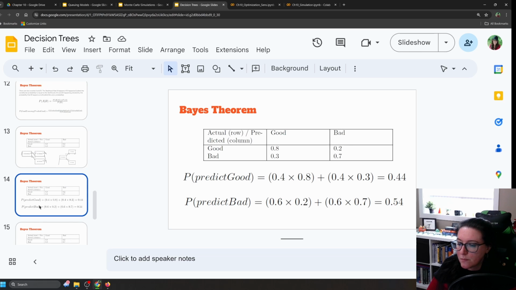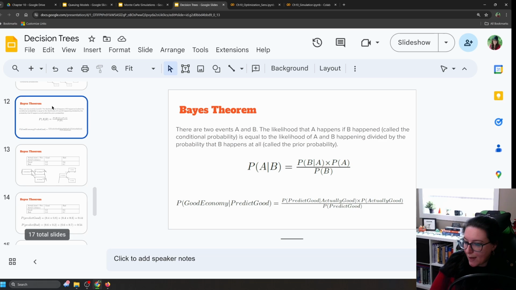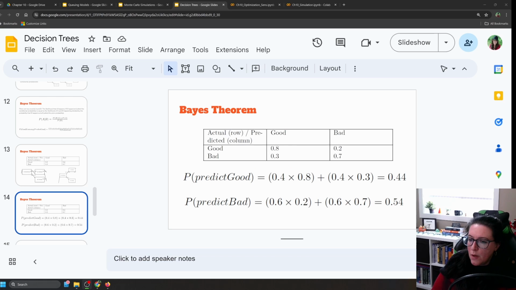All right, so what we're going to do then is create what is called a prior. So we need to figure out what the probability is. If we go back here, the prior is this one on the bottom. In this case, we need to know the probability that they would predict good, and the probability they would predict bad. So if our uninformed information is a 40% chance of a good economy and a 60% chance of a bad economy, let's look at how we would find the probability we would predict good.